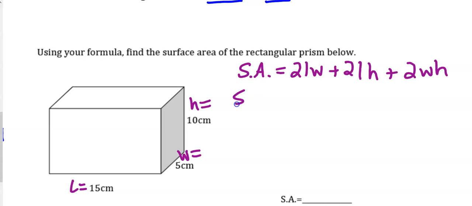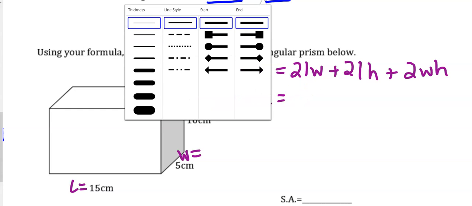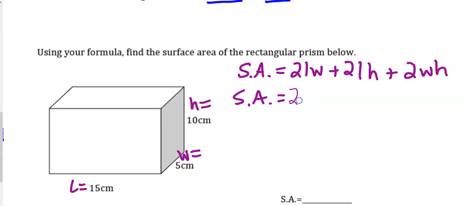So surface area is equal to, make my writing a little smaller, 2, the length is 15, the width is 5, so that's going to give us the top and the bottom, plus 2 times 15 times 10, that's going to give us the front and the back. And then the last part of the formula, we're going to substitute, we have our width and our height, 2 times our width is 5, and our height is 10.